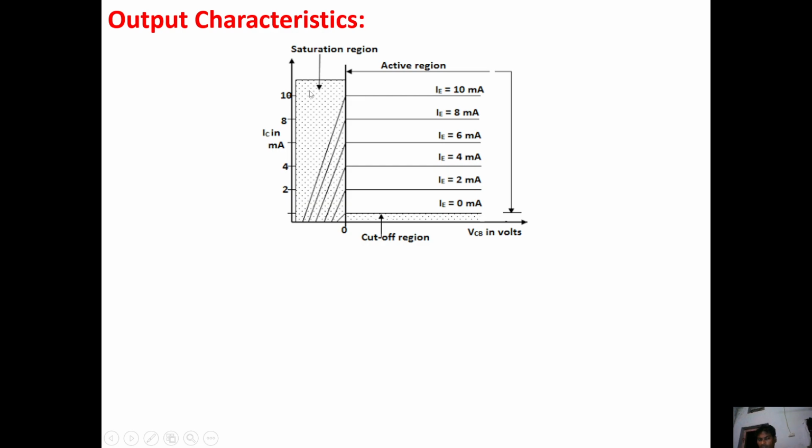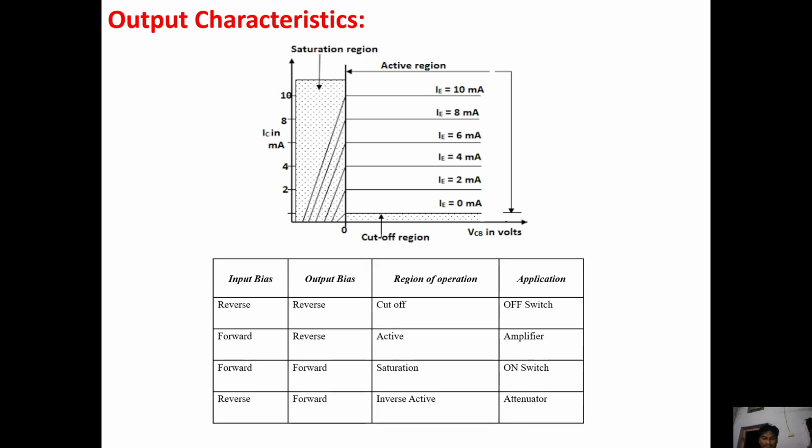When input is reverse biased and output is reverse biased, the region is called the cutoff region, meaning switch off. Input forward biased and output forward biased is the saturation region, that is, switch on. Input forward biased and output reverse biased is the active region, where it may act as a transistor amplifier to increase the signal strength. Input reverse biased and output forward biased is the inverse region, where it may act as an attenuator.